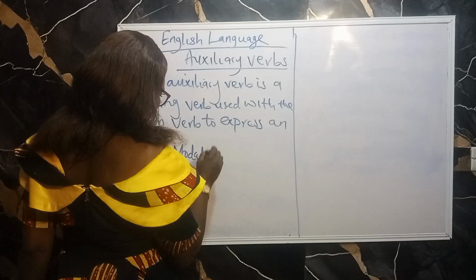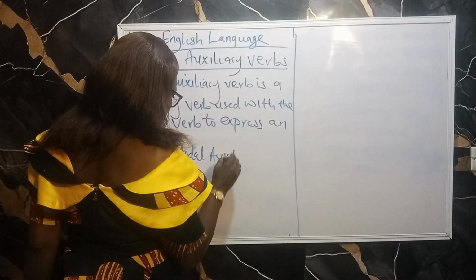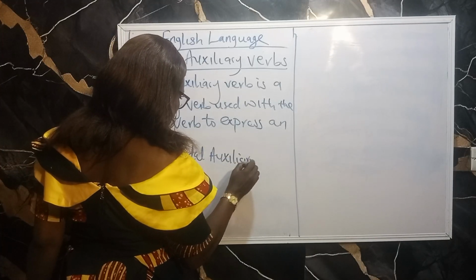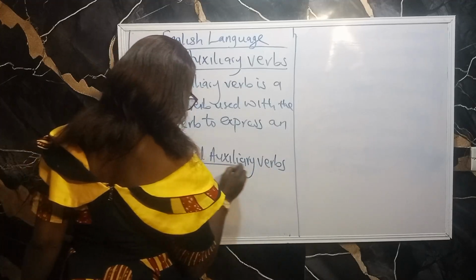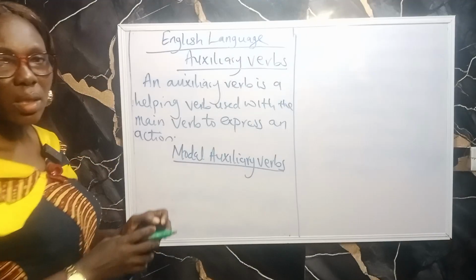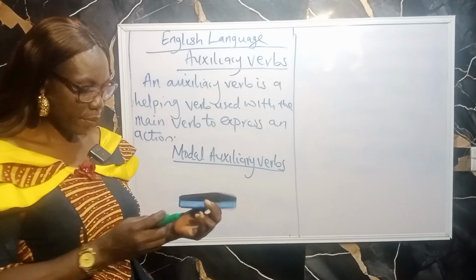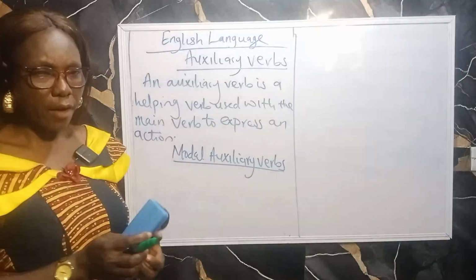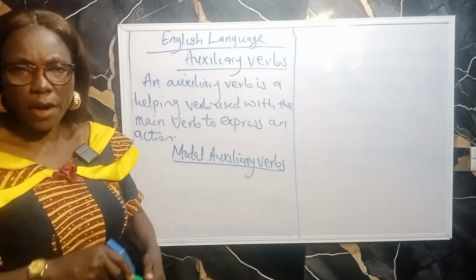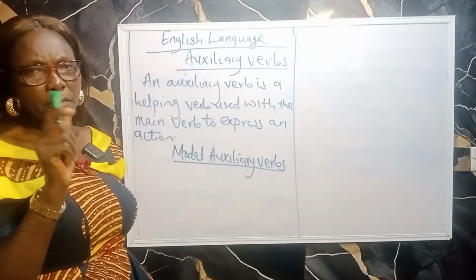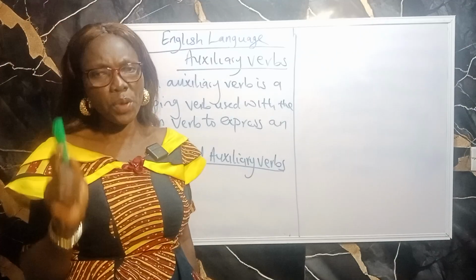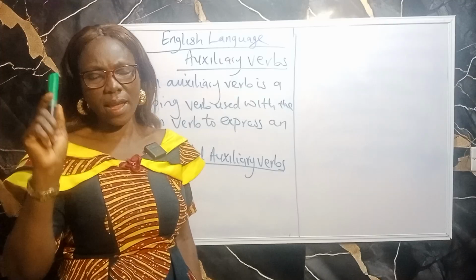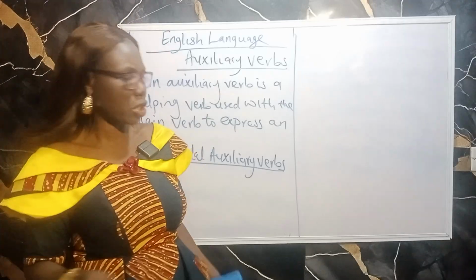Modal auxiliary verbs. Now, what is a modal auxiliary verb? A modal auxiliary verb is a helping verb used with the main verb to express the speaker's attitude or opinion about a state or an action.